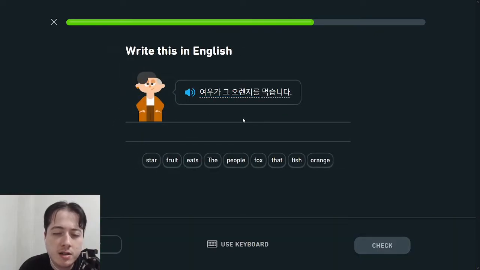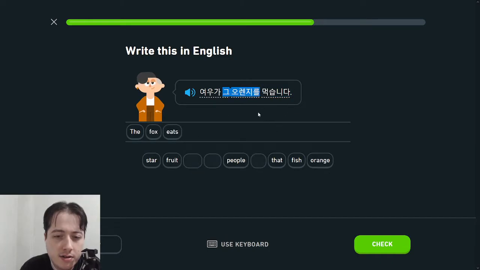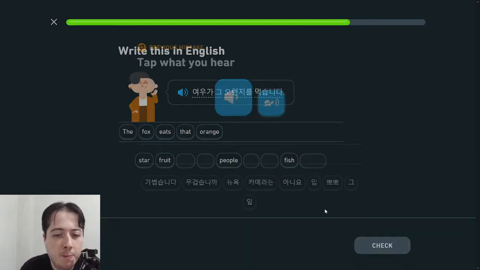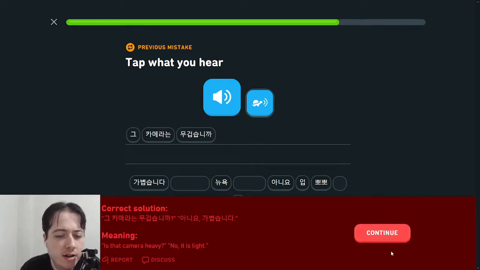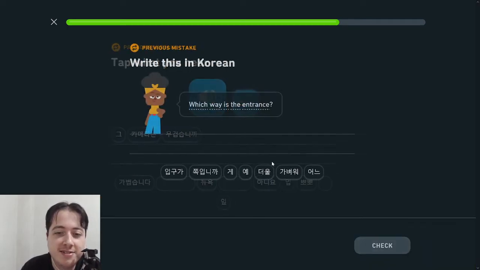여우가 그 오렌지를 먹습니다. 여우가 the fox 먹습니다. Eats 그 오렌지를. So that orange. 그 카메라는 무겁습니까? So is that camera heavy? Oh, there is more. 아니요, 가볍습니다. All right. I'm too impatient. I have to listen to everything.